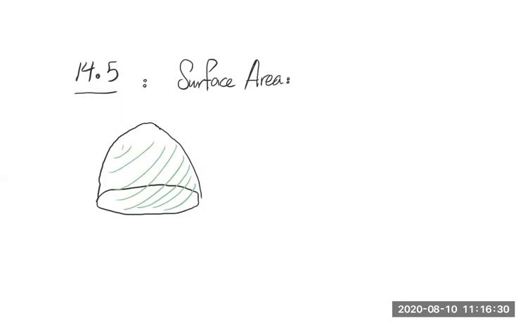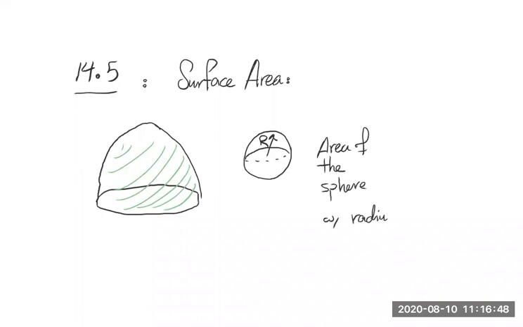So for example, when we have a sphere with radius r, does anyone know what is the area of the sphere? What is the area of the sphere with radius r? 4 pi r squared. Does anyone know why that's the case? Does anyone know the proof? So why?